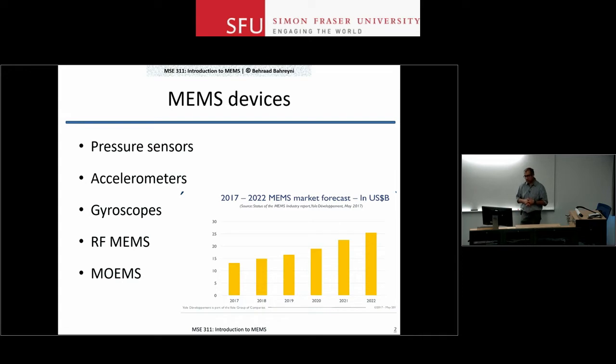MOEMS are devices that manipulate light using micromechanical components, and you basically have an electrical interface in many cases as well. The most common example is the digital micromirrors that are used in projectors. And there is a ton of other devices, right? But these are the more common ones that you see nowadays. Microphones, I put them next to the pressure sensors. It's a very similar type of device.